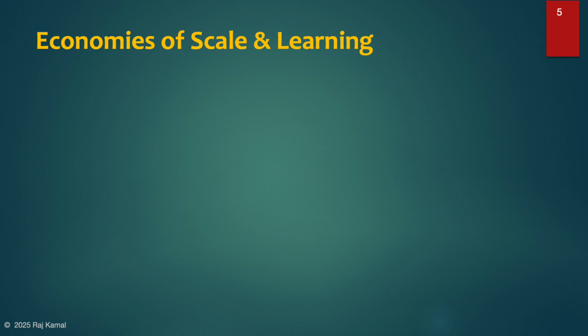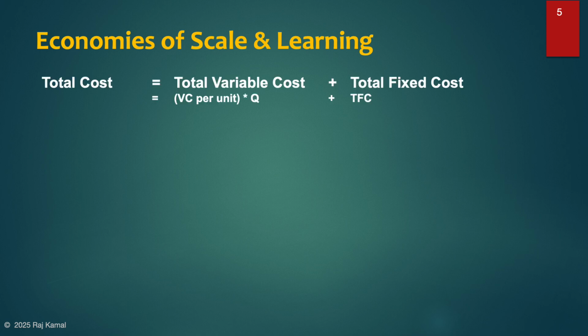On this slide, we will talk about economies of scale and learning, and we will start with the terminology of costs. We know that the total cost is equal to total variable cost plus the total fixed cost. And obviously, total variable cost is the variable cost per unit multiplied by number of units. And the acronym we use for total fixed cost is TFC.